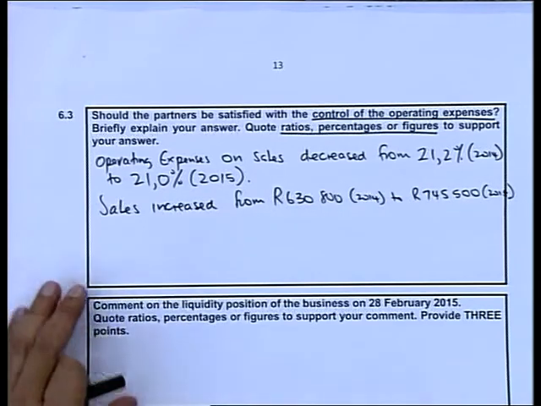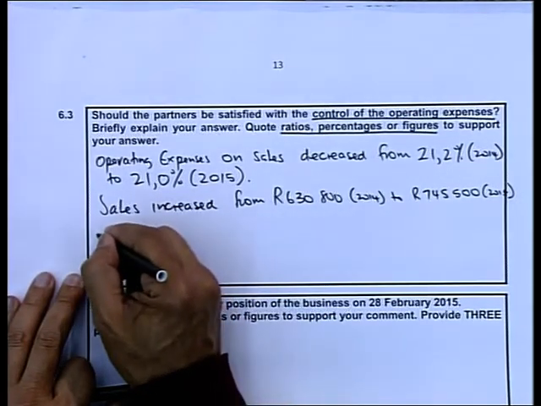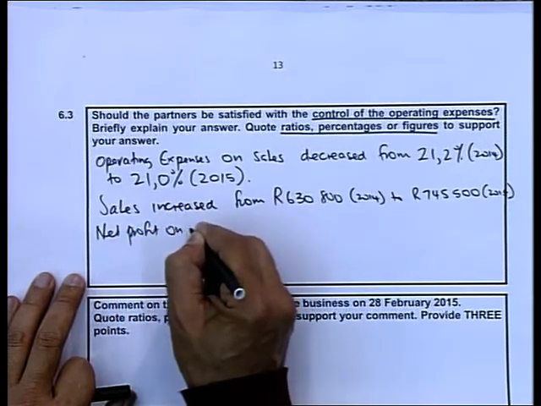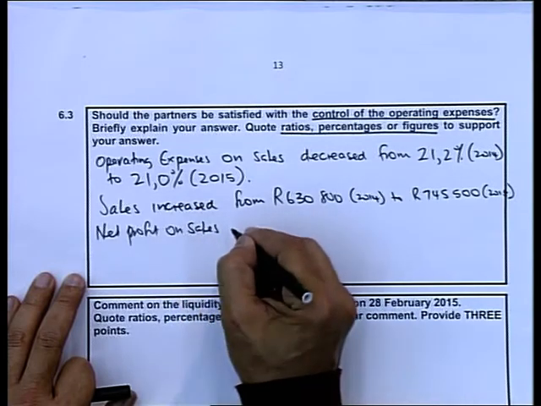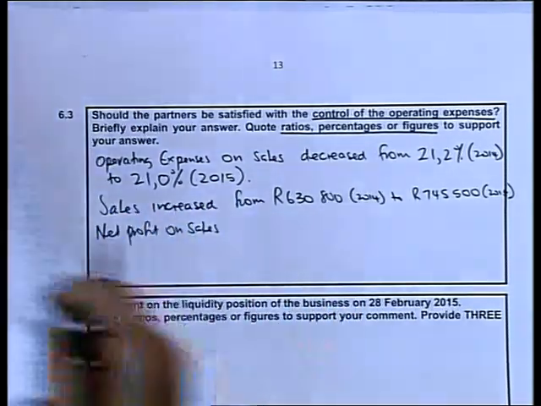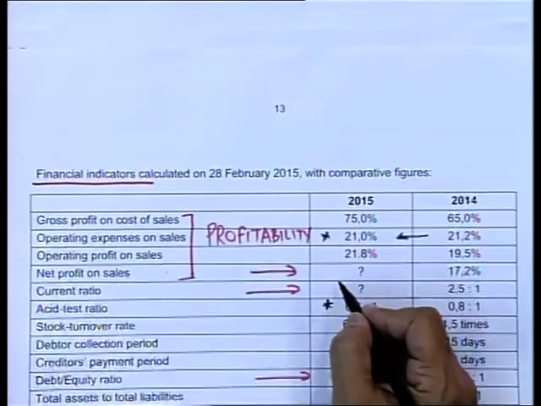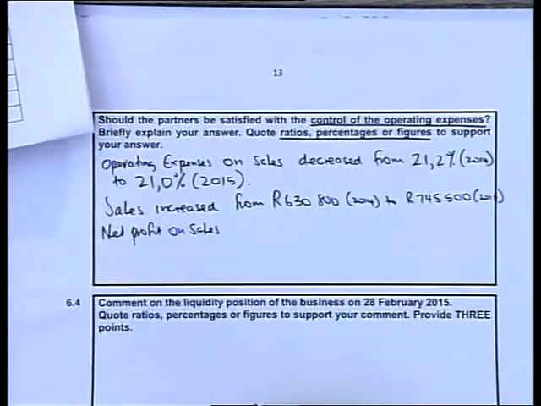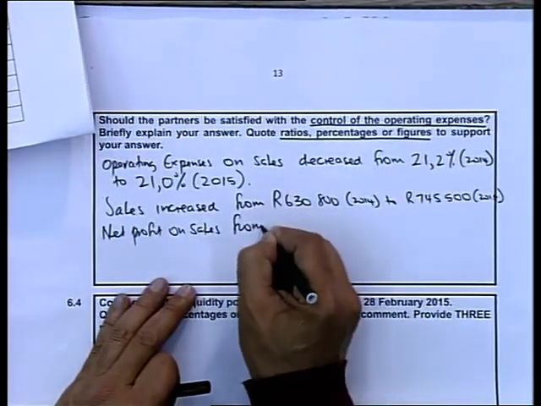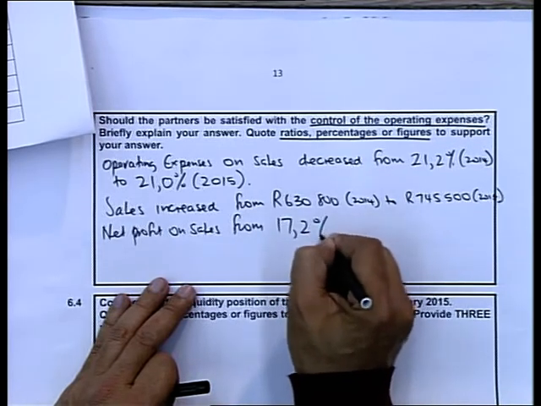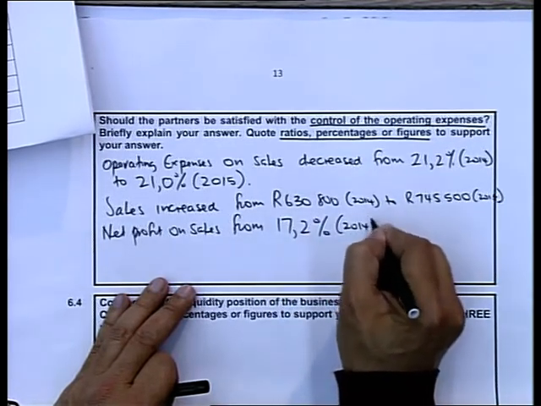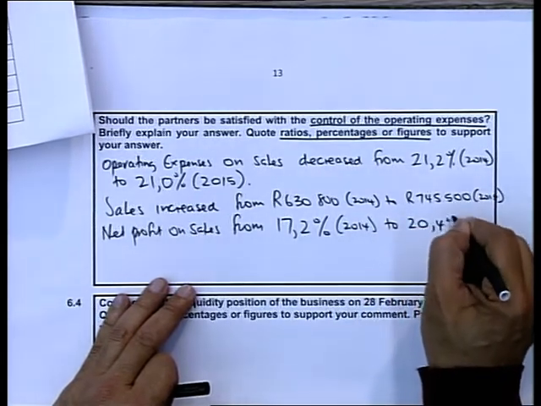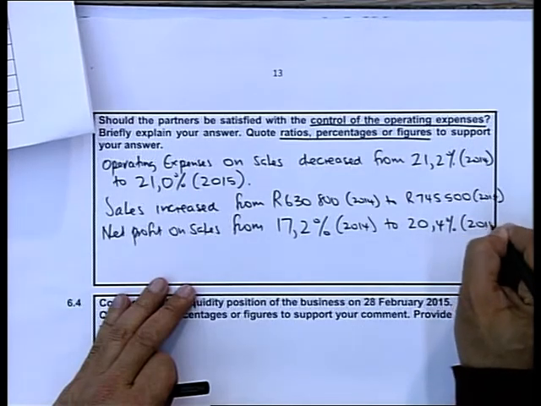Okay. We can also say that the net profit on sales, what happened to the very first ratio that we were talking about? That was the net profit on sales. This one over here that we had to calculate right at the beginning, right? That one increased from 17.2%, that was in 2014, to 20.4%, that was in 2015.